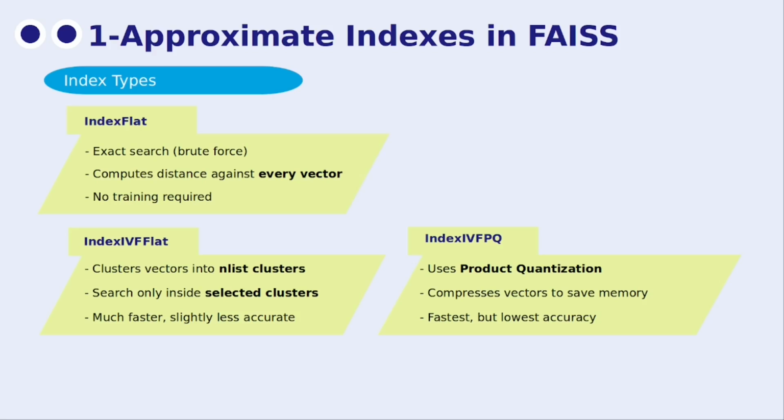Next, IndexIVFPQ. Now the more advanced one. This index does two things. First, clustering. Second, vector compression. Using product quantization, vectors become smaller. Memory usage drops a lot. Search becomes very fast, but the accuracy is lower.